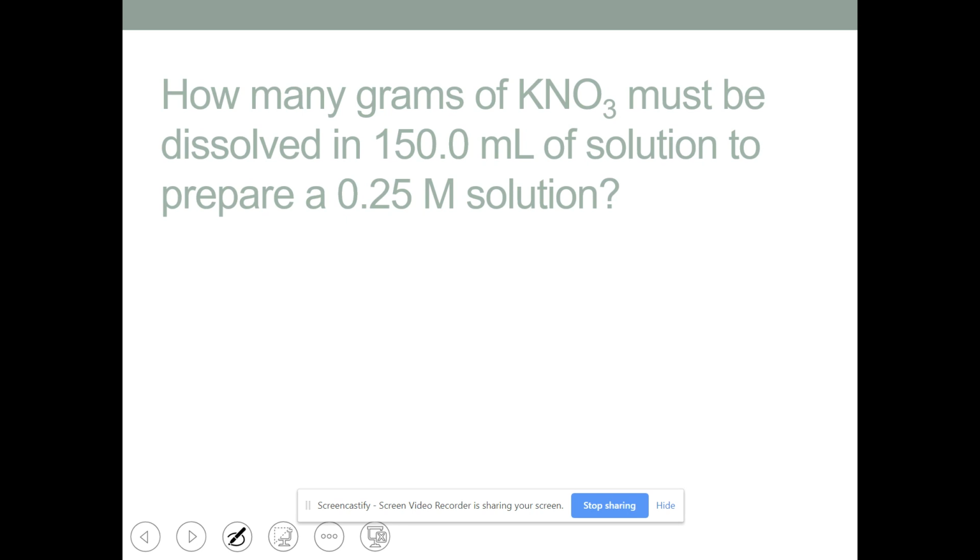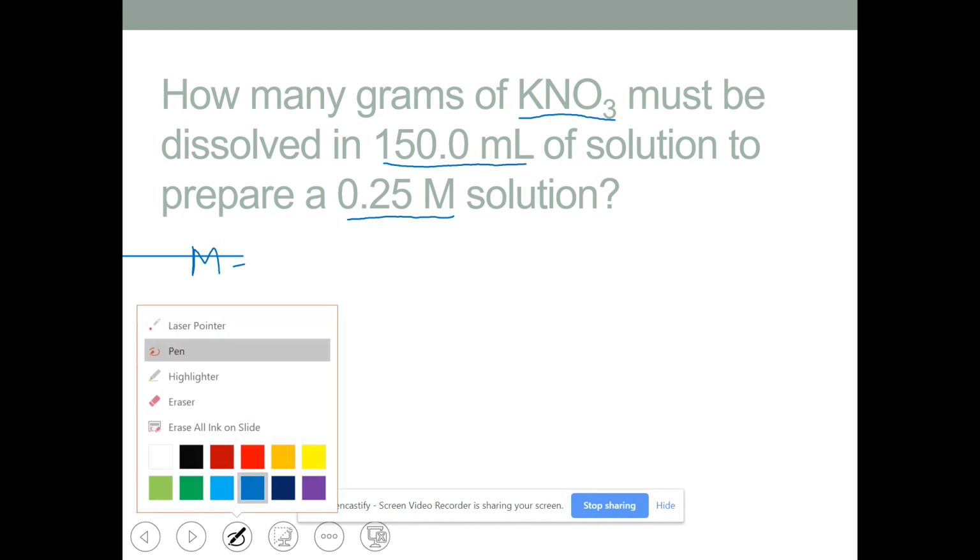And you can see here that we have the molarity of the solution. We know the identity of the solute. We also have the volume of the whole solution. And using those, we can calculate first how many moles of KNO3 are in the solution and then convert that into grams.